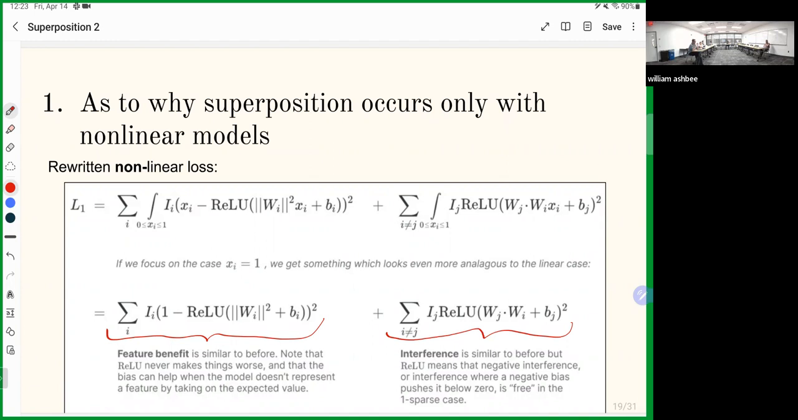So nonlinear model, for this reason, can learn a way to encode more features than it has dimensions, because it is able to filter out the interference by setting an appropriate B, by learning an appropriate B bias. And the first term actually looks the same, it's feature reconstruction loss.